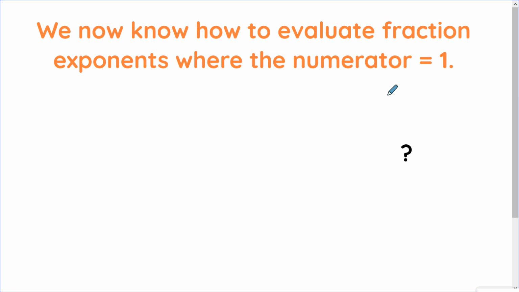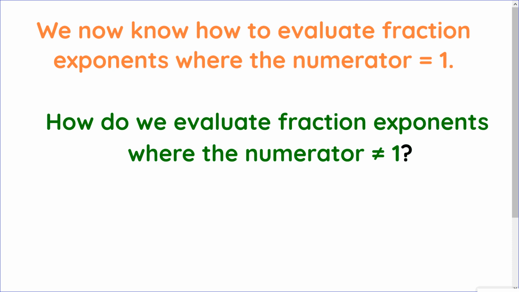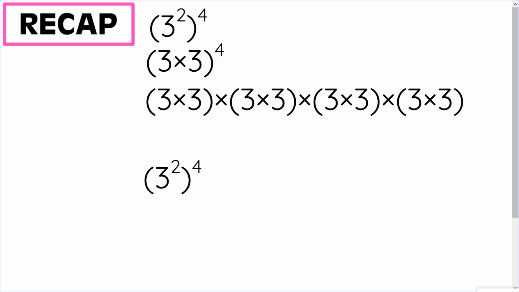Now, if I know how to evaluate fraction exponents where the numerator is 1, how can I evaluate a fraction exponent where the numerator is not 1? Well, to answer that question, I'm going to borrow from what we did last year. Last year we did questions like this: 3 squared to the exponent of 4. Now, 3 squared really means 3 times 3. If I raise 3 times 3 to the exponent of 4, that means take my base, multiply by itself 4 times. So I have a bunch of repeated factors of 3. In fact, there are 8 of them. So my final answer would be 3 exponent 8.